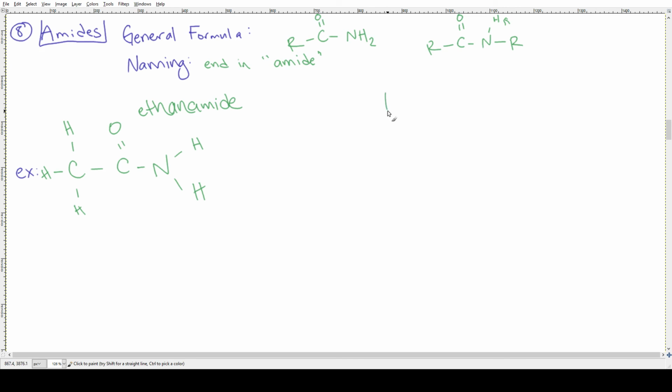Okay, now you try drawing. Let's do propanamide. You should have tried this without me. Hopefully you paused. We know prop means 3 carbons. And then, oops, that's not right. I know that this last carbon needs to be bonded to a nitrogen, which would then have its hydrogens attached to it. And here we have oxygen.